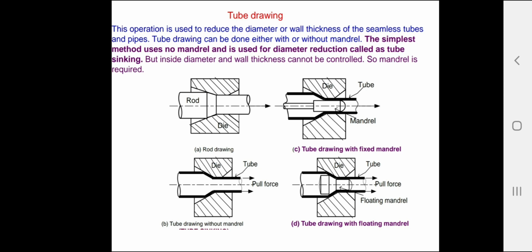The simplest method uses no mandrel and is used for diameter reduction, called tube sinking. But the inside diameter and wall thickness cannot be controlled, so a mandrel is usually used. Here you can see rod drawing, tube drawing without a mandrel, tube drawing with a fixed mandrel, and tube drawing with a floating mandrel. So there are different types of setups for tube drawing. These figures you can see on the screen.